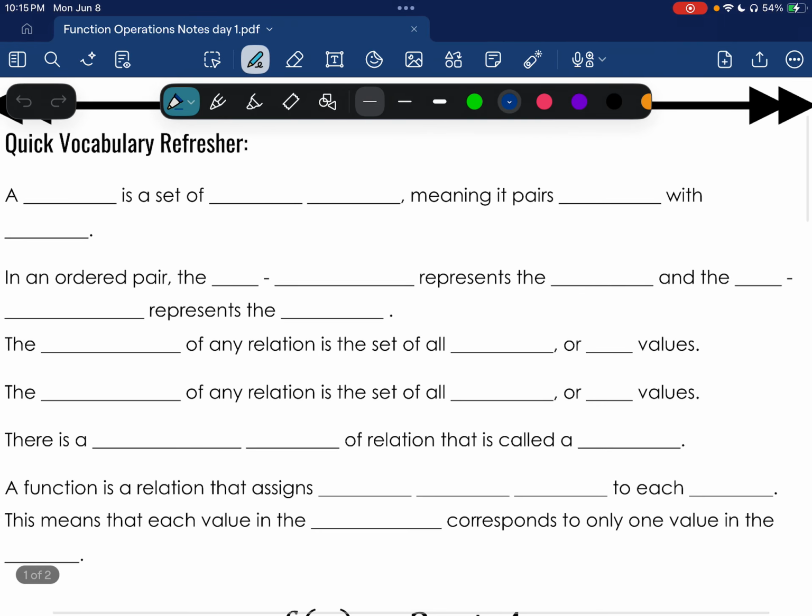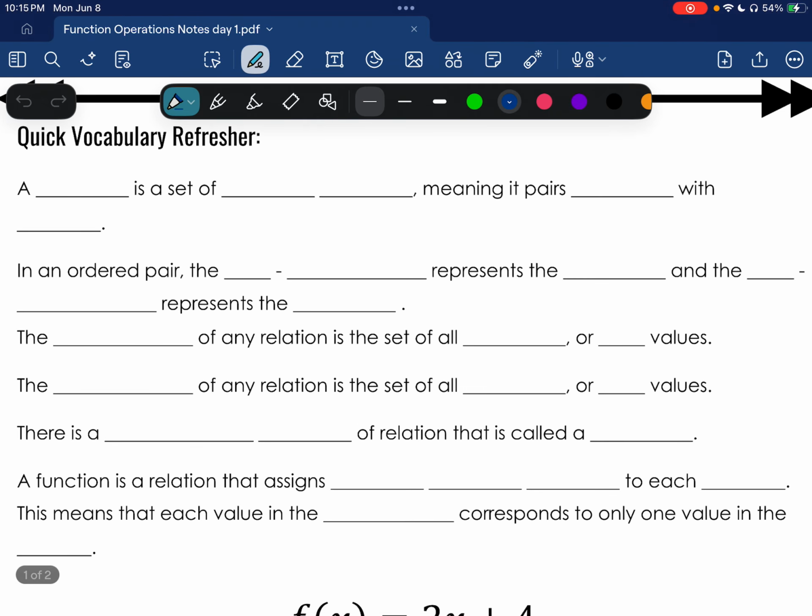So here we go. A relation is a set of ordered pairs, meaning that it pairs inputs with outputs. So plug something in, we get something out. Some of you may have learned about a function as some sort of machine at some point in your pre-algebra or Algebra 1 days.